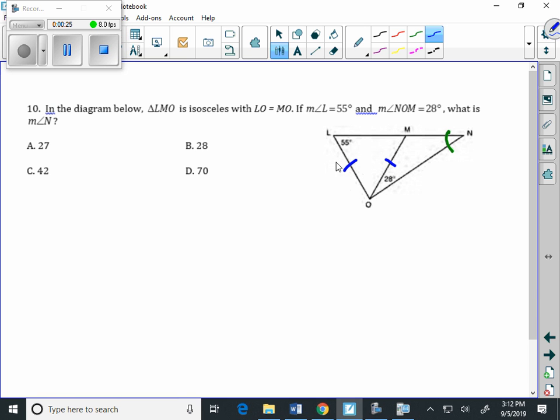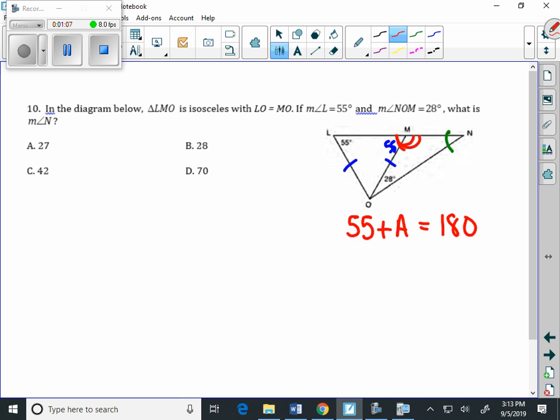The thing about isosceles triangles is, since the measure of angle L is 55 degrees, the measure of angle M is also 55 degrees, because those are angles opposite of congruent sides. So that's helpful. And knowing that 55, we can figure out what this angle is, because it forms a linear pair with the 55 degrees. So to figure out that measure, I'm going to call that angle A.